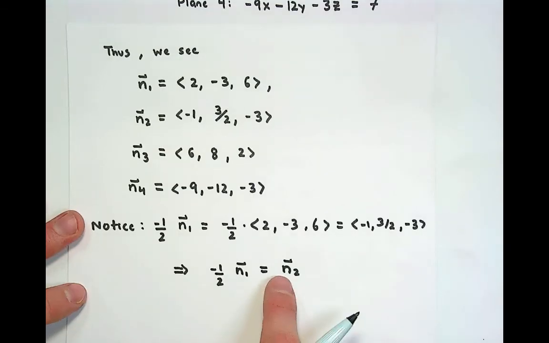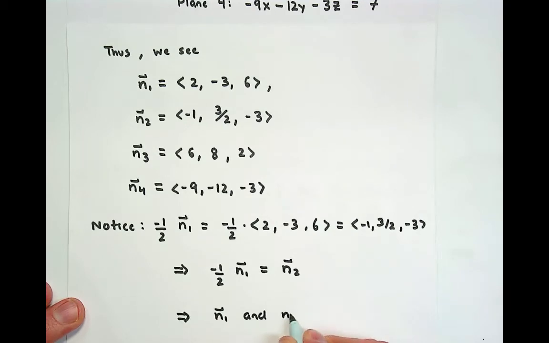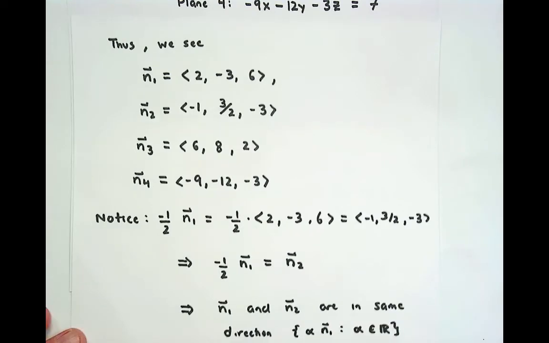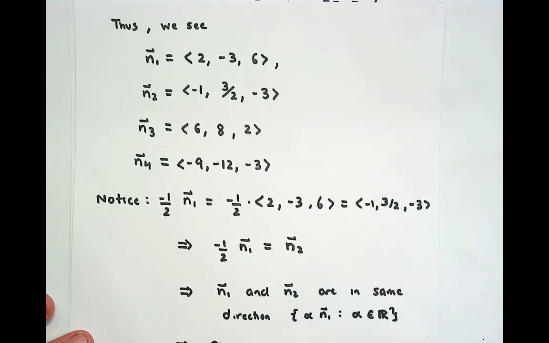And the moment that we see n2 is a scalar multiple of n1, this implies that n1 and n2 are in the same direction, because remember, direction is defined to be any scalar multiple of a vector. This is a very special definition of the word direction in Math 1C. Once we have the two normal vectors in the same direction, we can conclude based on the definition that planes 1 and 2 are parallel.